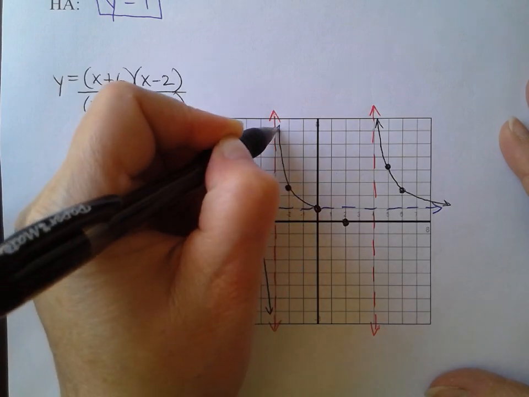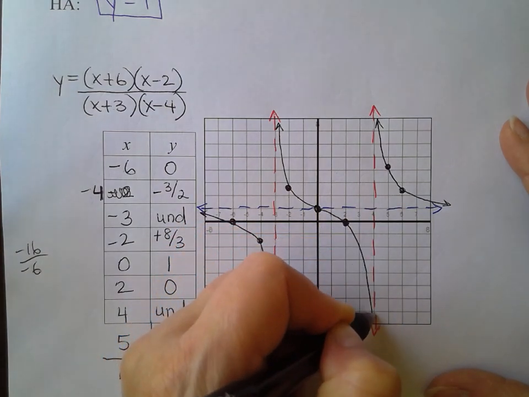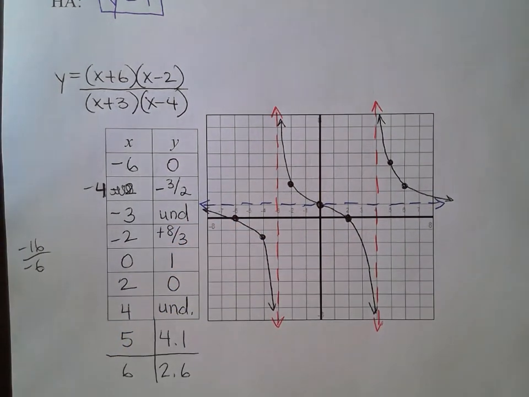Okay, you could definitely add more points, but this graph is going to approach the vertical asymptote over here on the left, and this vertical asymptote over here on the right. So we get a picture that looks just like that.